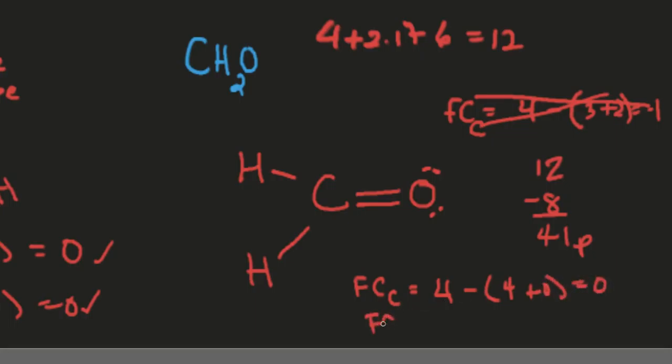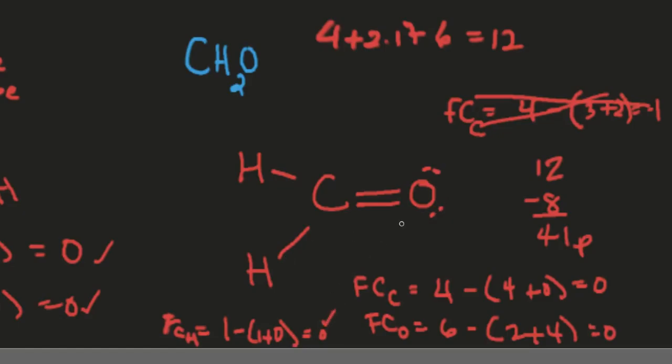Formal charge for the oxygen is 6 valence. It's got 2 bonds plus 4 lone pair electrons, which is also neutral, great. And then for the hydrogen, that is going to be 1 minus 1 bond plus 0, which is also 0. So, yep, that's a valid structure. All right? So you can see how sometimes we need to add extra bonds in order to satisfy our requirements.